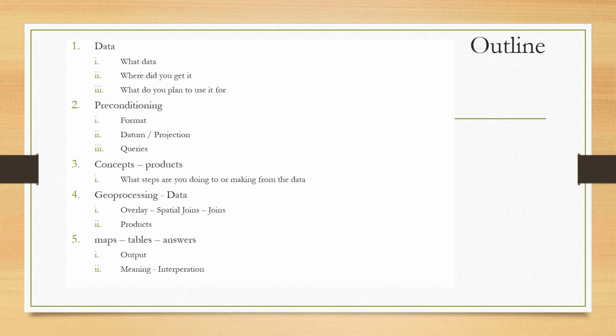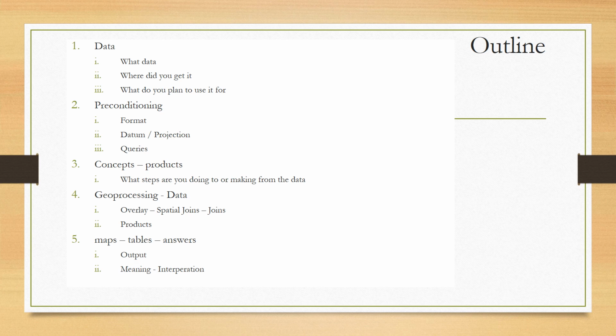Ultimately, next will be your geoprocessing steps, and this is where we talk about how we put the data together: the overlays, the spatial joins, and the products that those layers or steps or processes produce. And then from that, what sort of maps or tables would one make? What's the output that you're going to get from those geoprocessing steps? What is the meaning of that output? How do you interpret those results? And ultimately, how does that lead to an answer to your question? That's how you would go through and sketch out your outline.